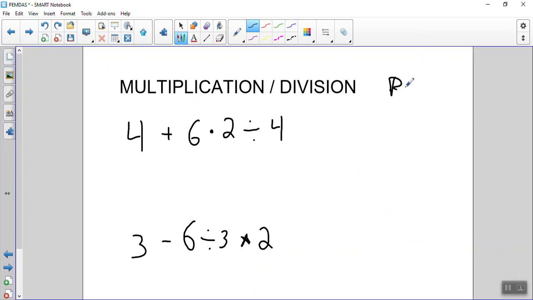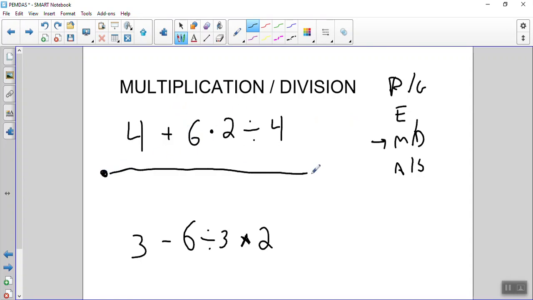Right, it's PEMDAS, and now we're here at multiplication and division. And with multiplication and division, you do it at the same time, except you start over here and you go over here. You start on the left and you go to the right. Alright, so we have 4 plus 6 times 2 divided by 4.